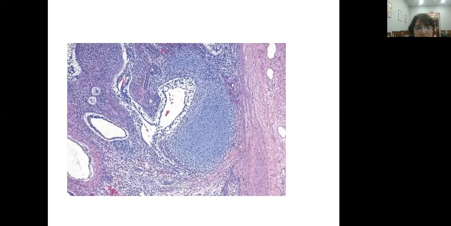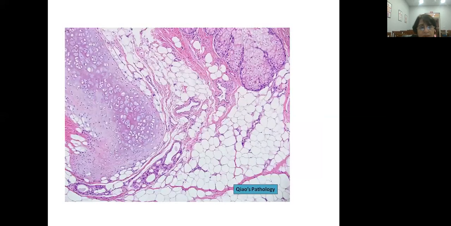This is the primitive cartilage. You can see the cartilage and gland-like structures. This is cartilage. This is adipose tissue, sebaceous glands. Teratomas have glands, sebaceous glands, adipose tissue. And these are the chondrocytes sitting in lacunae. Teratomas contain elements from all three germ layers.